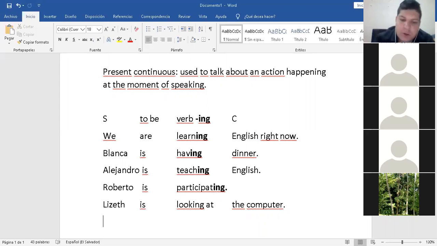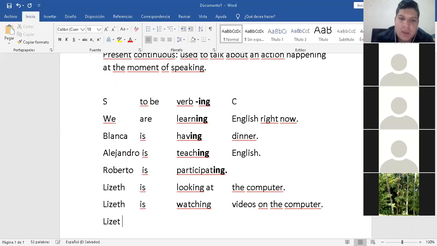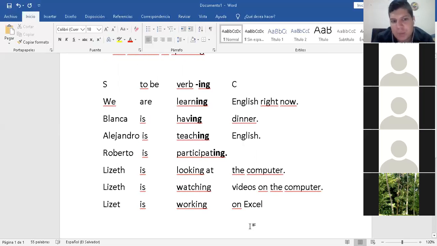Ok? So, for example, Lisette is watching, y llevamos al complemento, videos, program Excel, on the computer, very good. Lisette is working on Excel. ¿Qué más se puede hacer en la computadora? Programar. Lisette is programming. Bueno, Lisette, qué montón de cosas que hace. Chica.